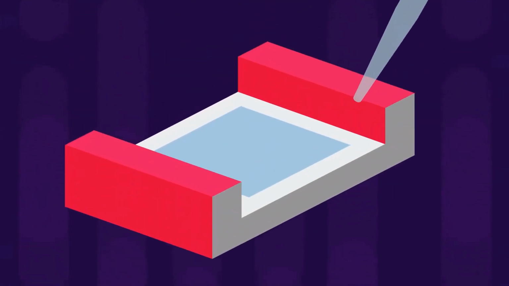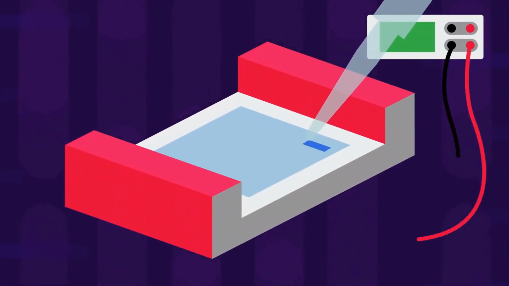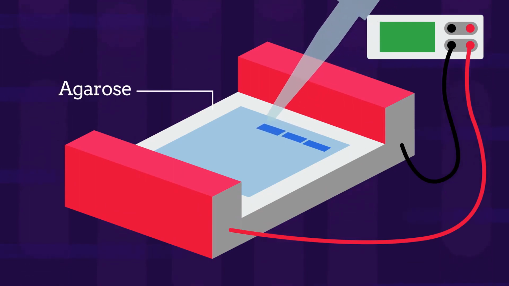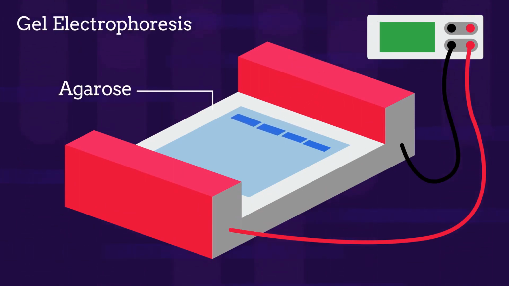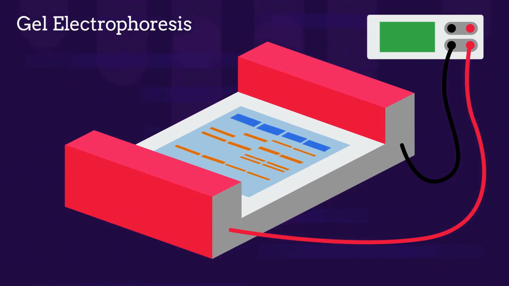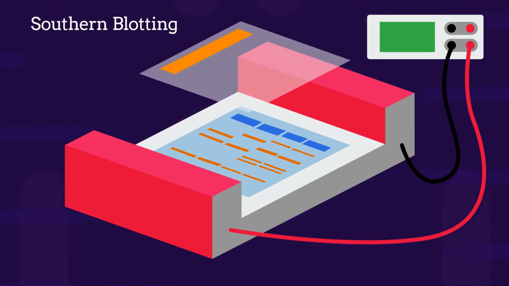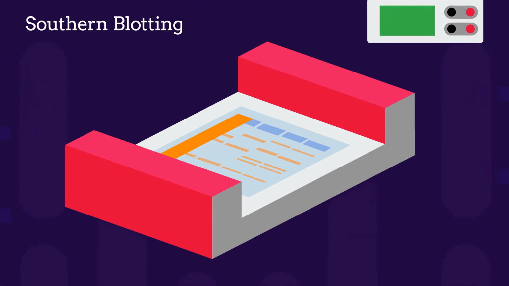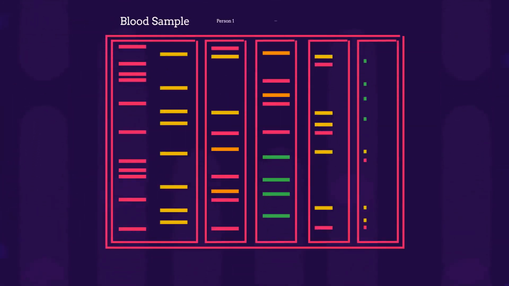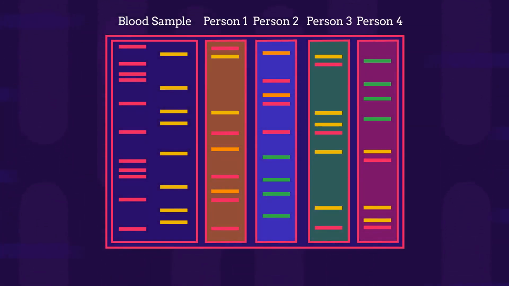The DNA samples are then put into wells in a special gel called agarose for the process of gel electrophoresis, which separates the DNA fragments by size. The pattern is then transferred to a nylon sheet in Southern blotting. And finally, the lines produced by the DNA samples from different people are compared.